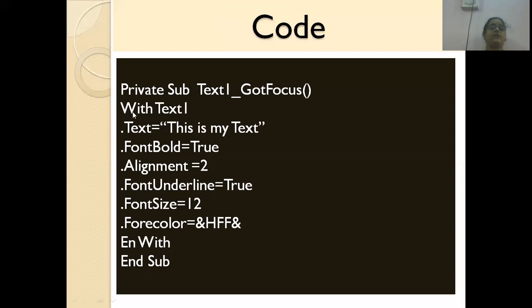I'll just declare With Text1, then .Text is equal to whatever text I want to display through the text box. Then in the second case, the font of that specific text is bold, then alignment should be 2, then whatever text is entered in the text box should be underlined, the size of the font should be 12, and the fore color of the font should be whatever code I have specified here, and it is ended with End With and End Sub.